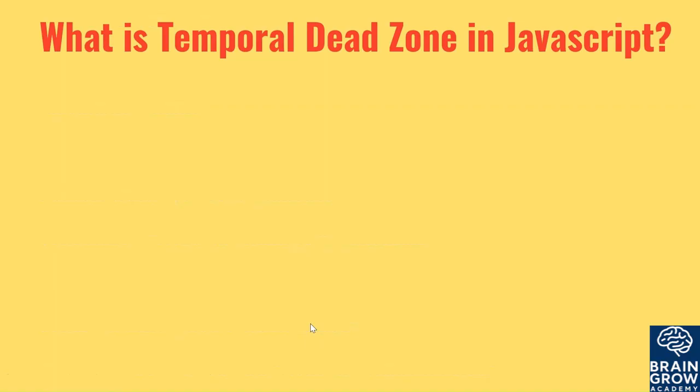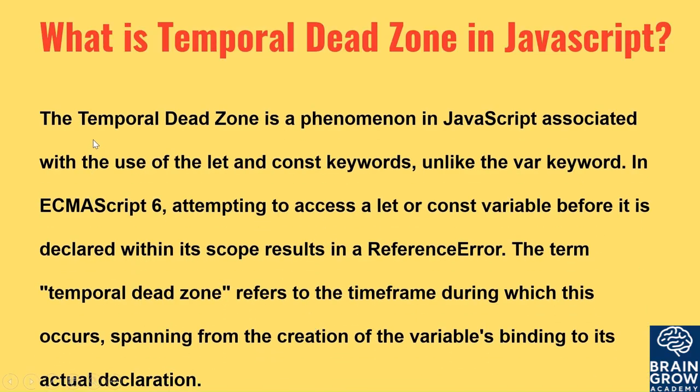And what is the temporal dead zone? We already discussed this topic in our closures section, what is the temporal dead zone and how closures work. The temporal dead zone is a phenomenon in JavaScript associated with the use of let and const keywords, unlike the var keyword. In ECMAScript 6, if you access a let or const variable before it's declared, they throw a reference error. That time counts as the temporal dead zone.